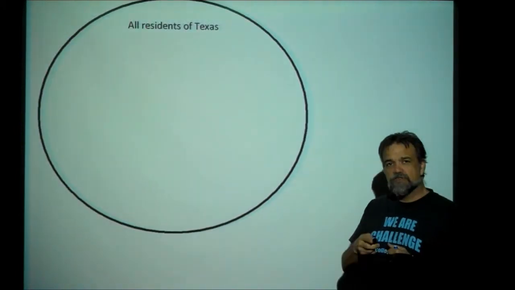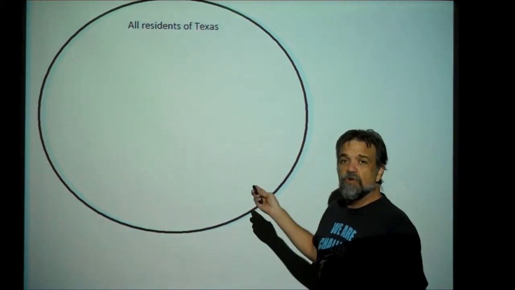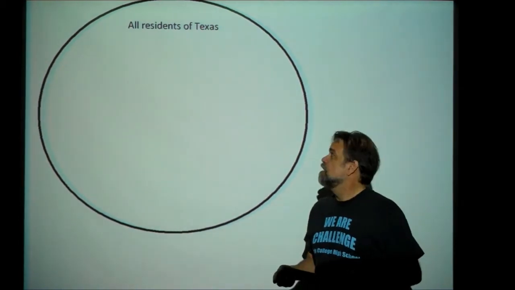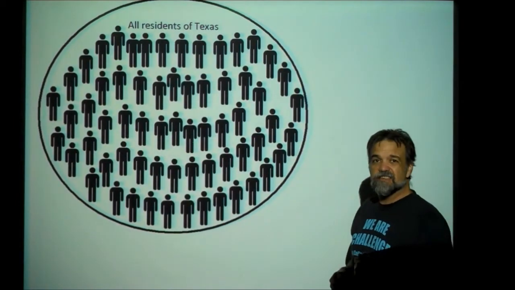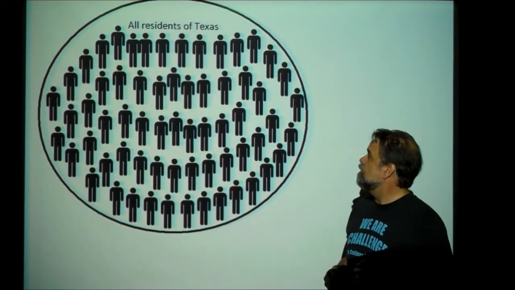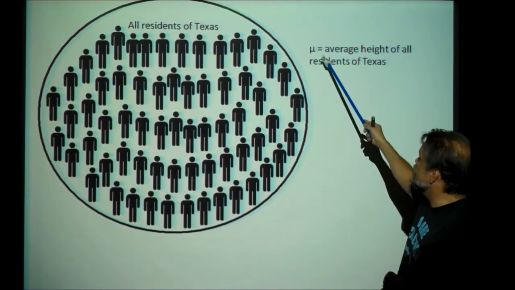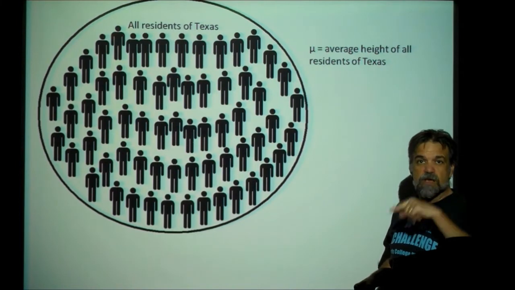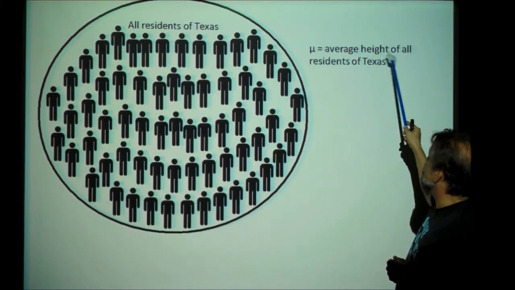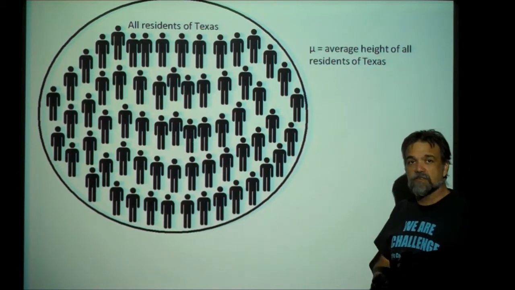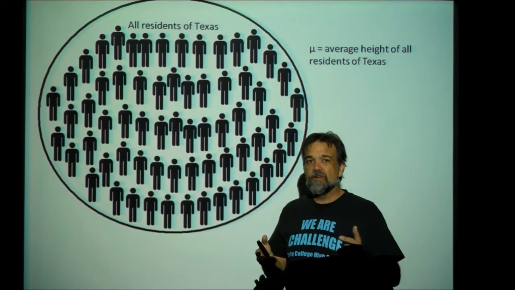Let me show you kind of what inferential statistics looks like. Let's say we're looking at all the residents of Texas. And there they are, okay? There's all the residents of Texas. And let's say I'm wondering how tall people are. And so there is, we use the Greek letter mu. It's like the Greek M for mean. That's the average height, so the mean height of all residents in Texas. There is a mean height of all residents in Texas. I don't know what it is.